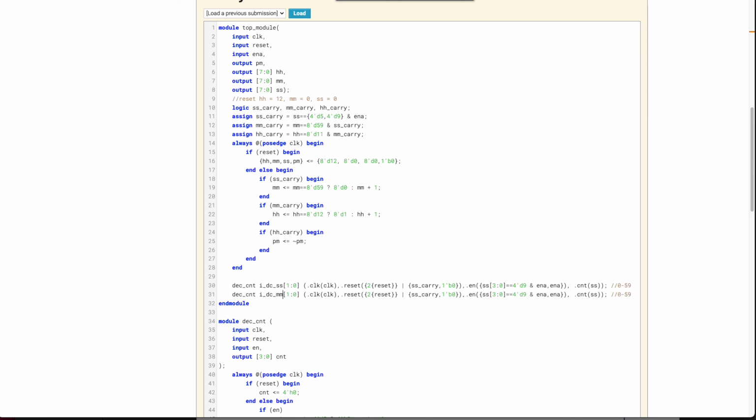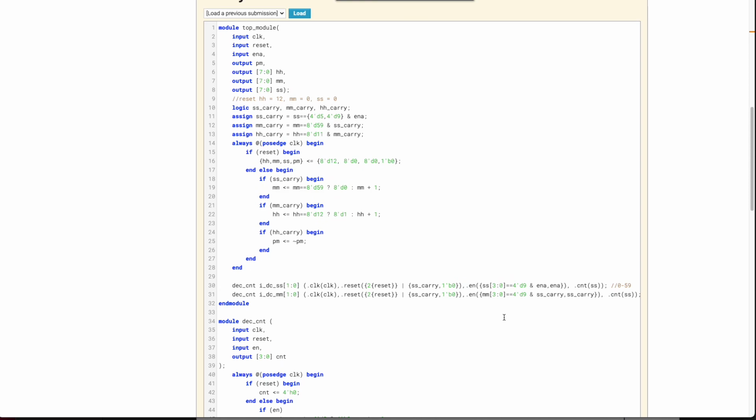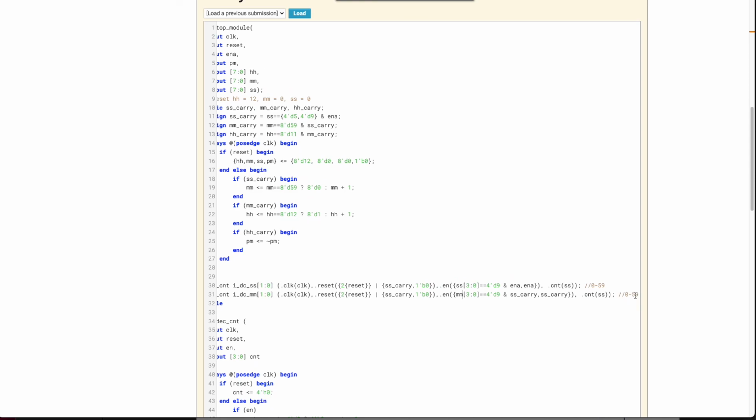Likewise, for the minute carry, we can do something similar, except SS carry is the thing that increments this. So we go here, and then this will increment our minutes. And if we increment our minutes while we're at like the 9th minute, and we're incrementing that, we need to carry over so that we go from 9 to 10 successfully. And then this will just be carry meaning we're at 59 minutes.